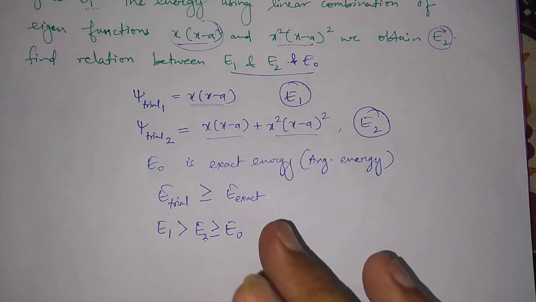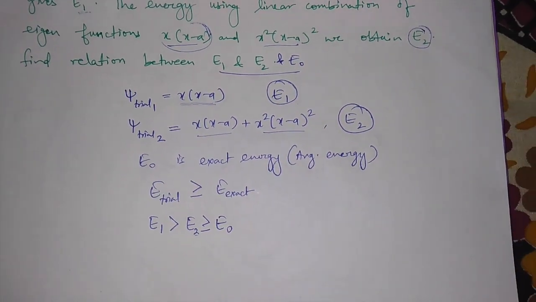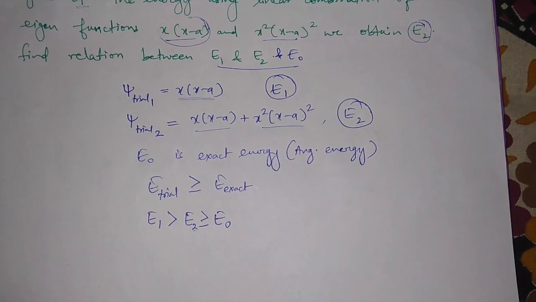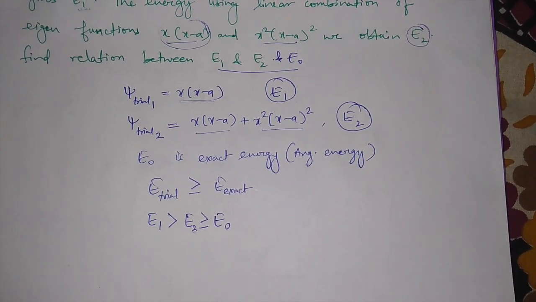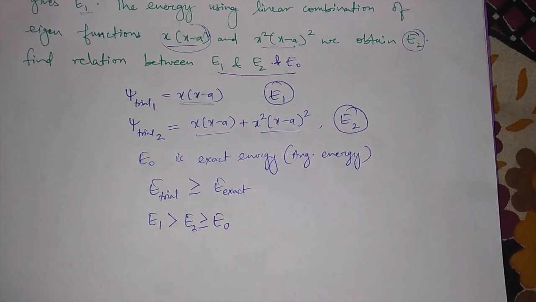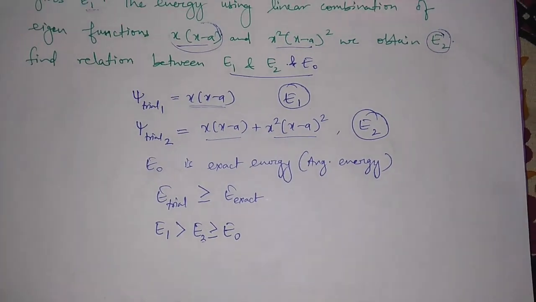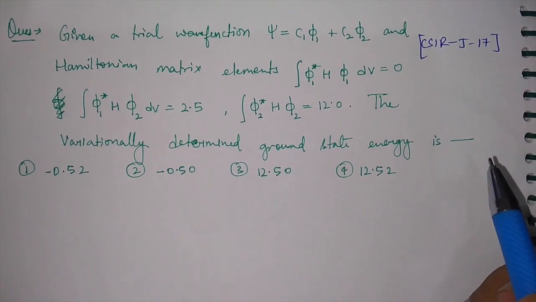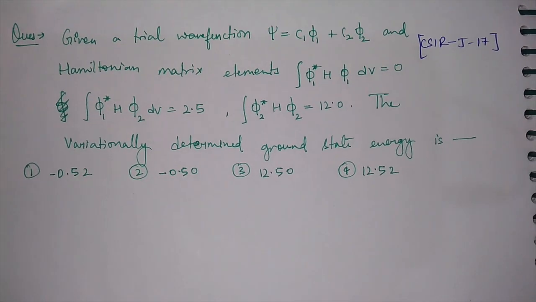This is how you have to utilize your understanding of the linear variation theorem. This was the second kind of problem which can be asked based upon the linear variation theorem. Now I'll take a last kind of question which was asked in CSIR June 2017, and I'll try to explain how to do that question. It was asked for 4 marks, and it is a different kind of question from the one you have just solved.